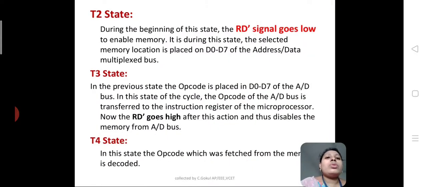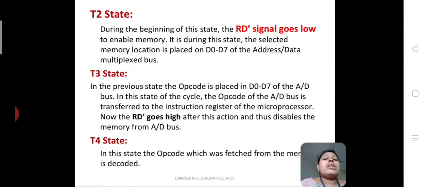Next, the T2 state. At the beginning of the state, the read bar signal goes low to enable the memory. During this state the selected memory location is placed on D0 to D7 of the multiplexed address and data bus. So the bus is used for the address first, and when the read signal goes low, the memory location is placed on the D0 to D7 bus.